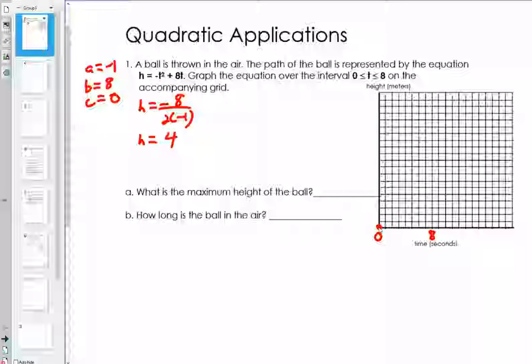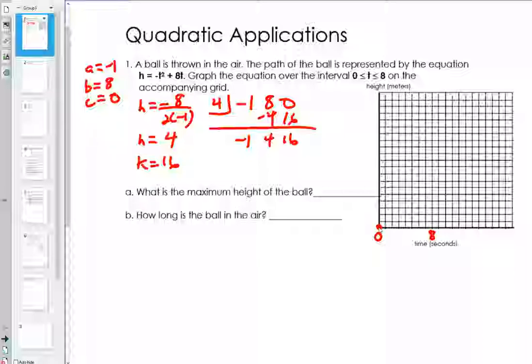In order to figure out what's happening at 4, I could do it the way that I did it, but I have to put in a, b, and c. So even though c is 0, I still have to put that in if you want to use synthetic substitution. Negative 1, 4, 4, 16. So k is 16. Do I have enough to count up?